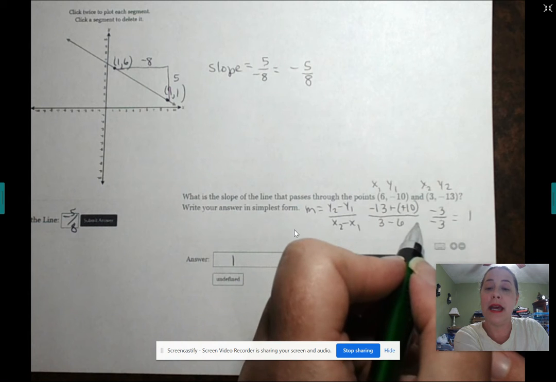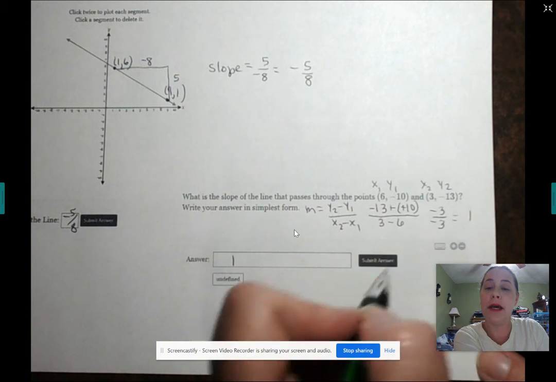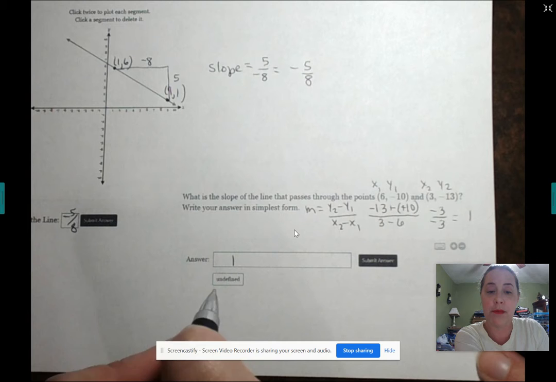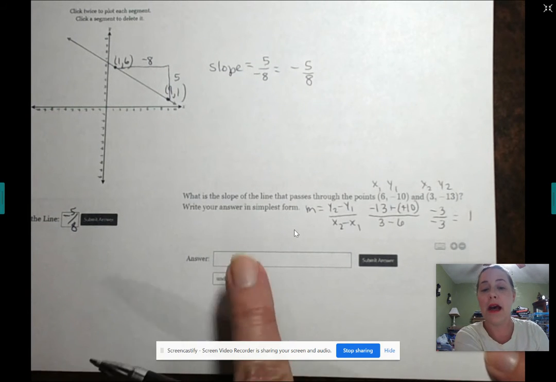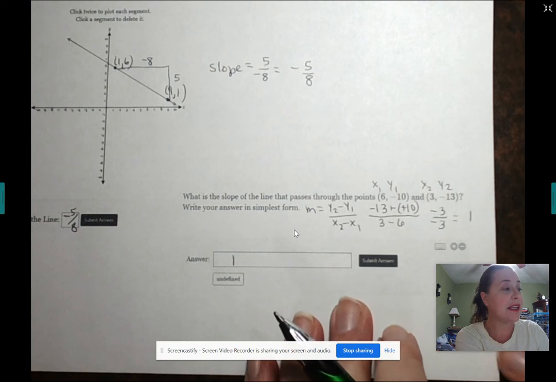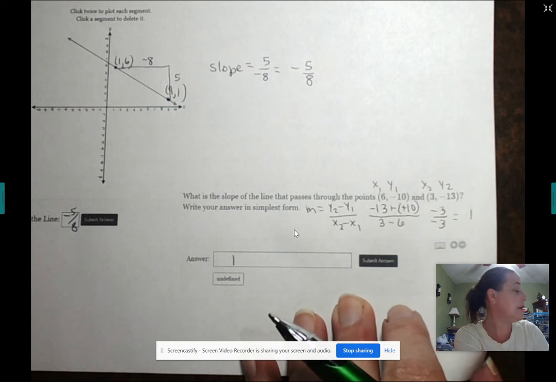If you had gotten anything with a 0 on the bottom, you would have chosen undefined. That button is just there in case you need that answer. Otherwise, you're going to type your answer right here. It doesn't have to be a fraction if it can be reduced.